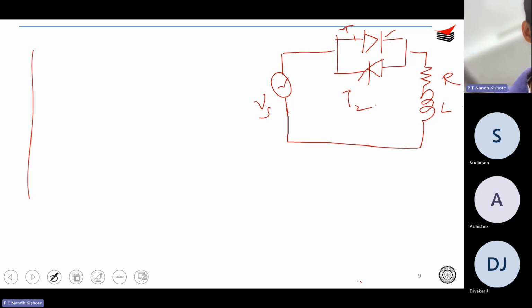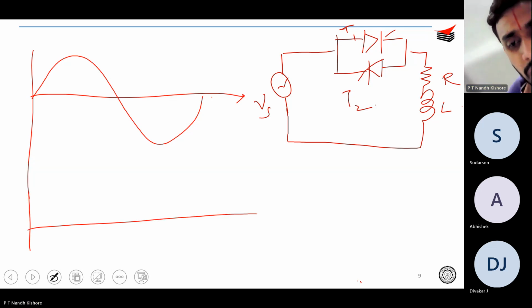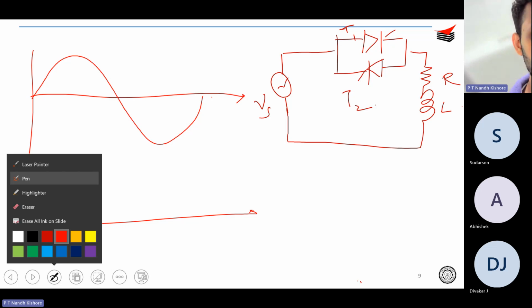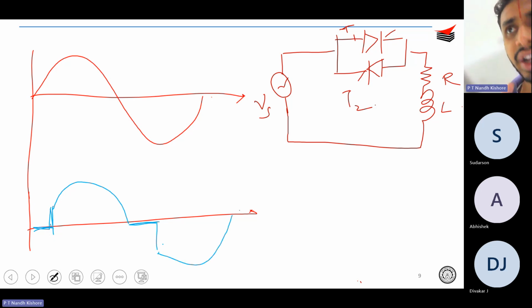In that case, you of course have the input voltage, right? So what will happen to your output voltage and output current? Okay, let's draw the output voltage alone. What you will see is it will of course start conducting at alpha. It will conduct till this point and then it will be something like this, correct? So this is your alpha. I mean, this is your V naught. Okay, this is your V naught.